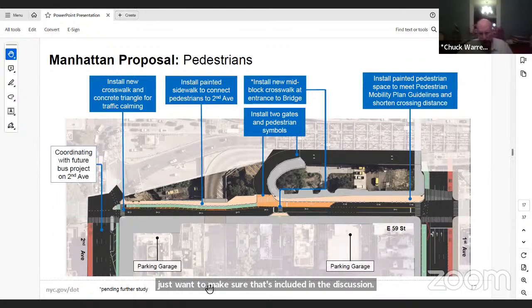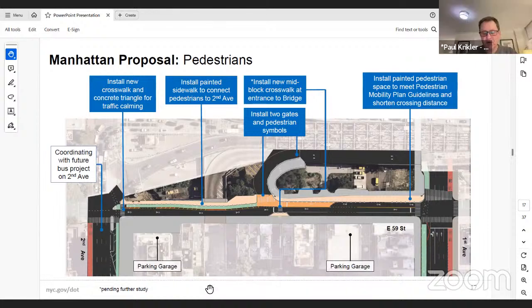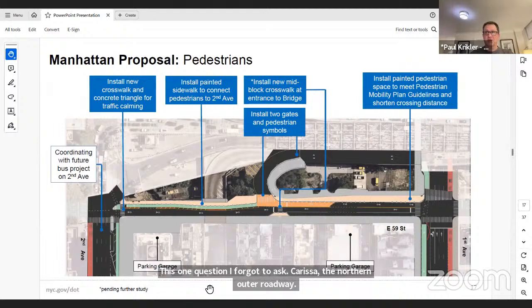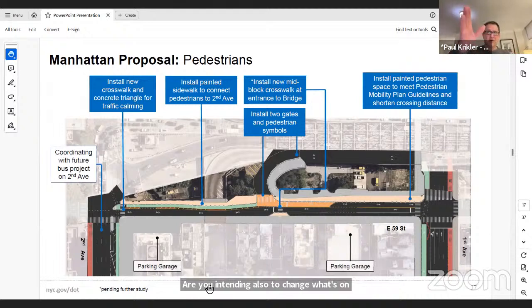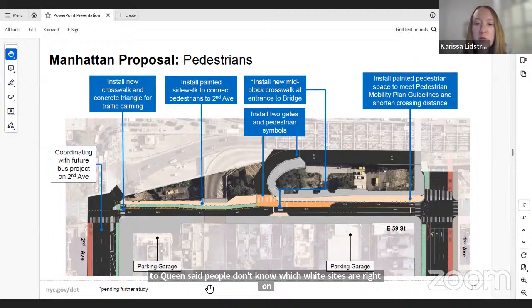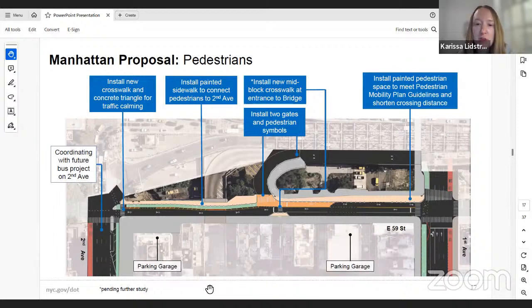I think Paul wanted to say something. Why don't we unmute Paul quickly again? Thanks, Chuck. Just one question I forgot to ask, Carissa. The northern outer roadway, are you intending also to change what's on the surface there for bikes going this way to Manhattan, this way to Queens, so that people don't know which white side to ride on? For the north outer roadway, we will be adjusting some of the markings that are on the path, and then also adding things like no pedestrian signage. Great. Yeah. Thank you very much.